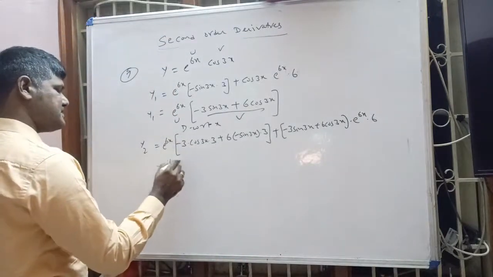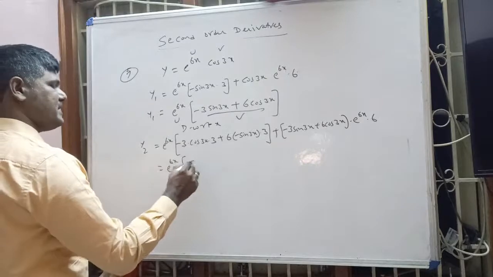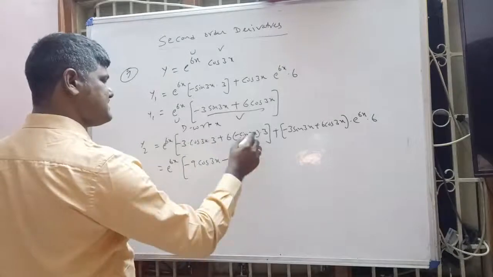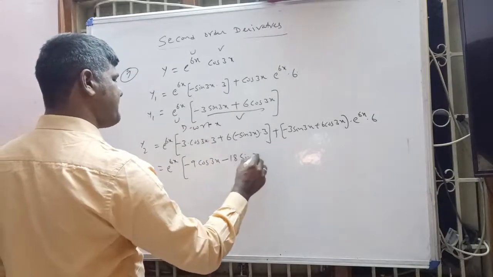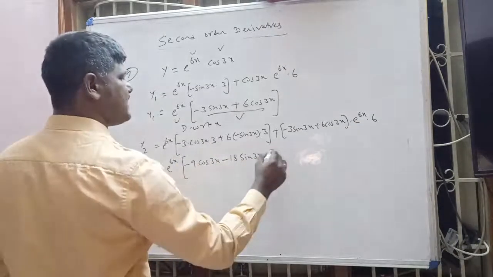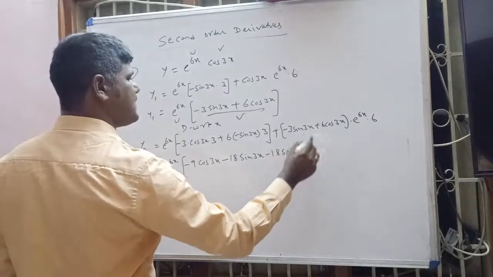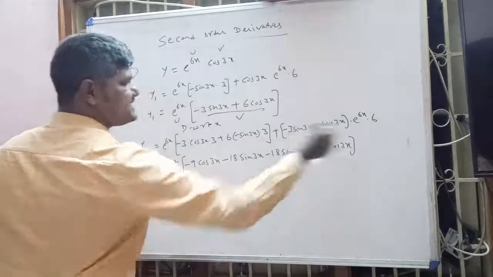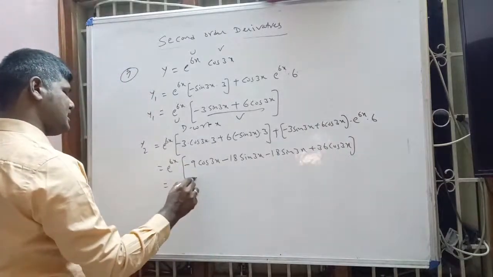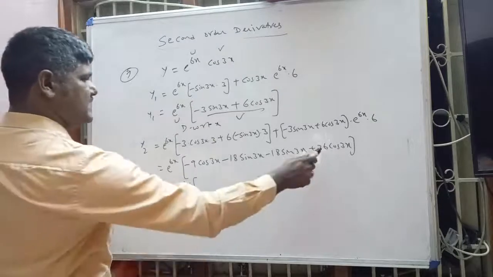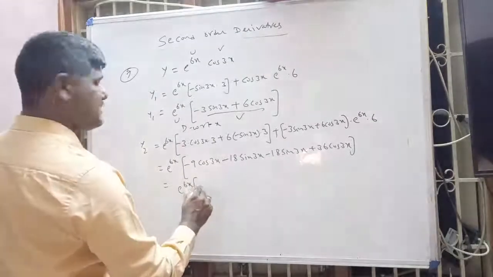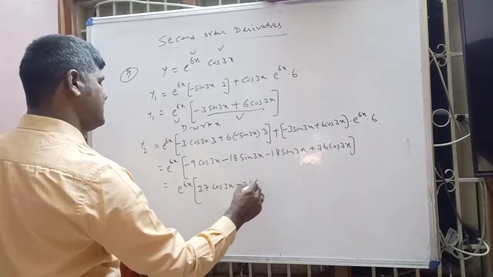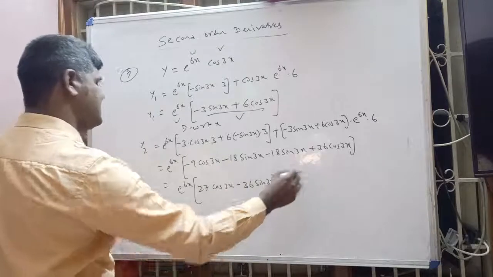From overall take e power 6x common: 3 3s are minus 9 cos 3x, same like previous problem only, minus 6 3s are 18 sin 3x, minus 3 6s are 18 sin 3x, 6 6s are 36 cos 3x, 6 I multiplied inside, e power 6x. Last step, 36 minus 9, anybody? 27 cos 3x minus 18, 36 sin 3x. Understand?